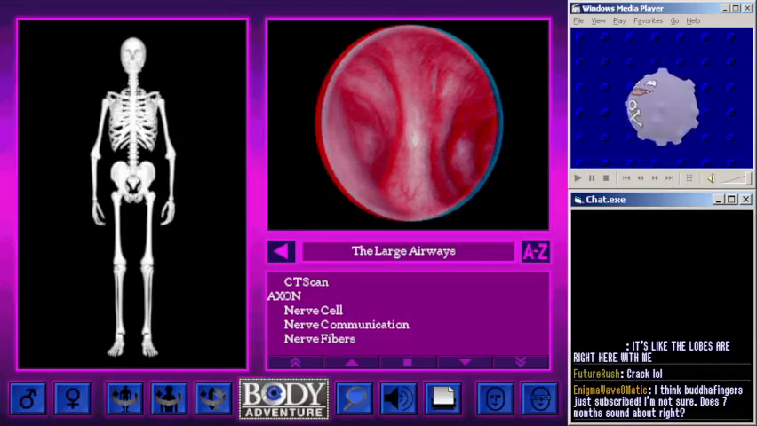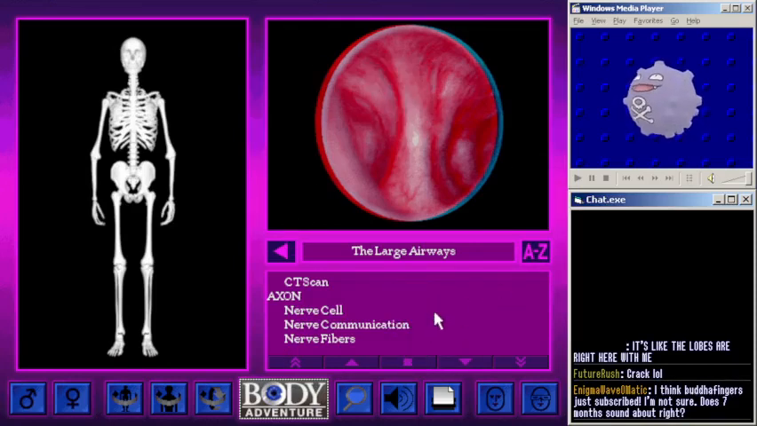Yep, this is 3D Body Adventure. This is the Windows 95 version. This is brought to us by Knowledge Adventure. And I actually have the DOS version kicking around as well, so we could actually do a little comparison between the two. Put the mouse back in the right place here.